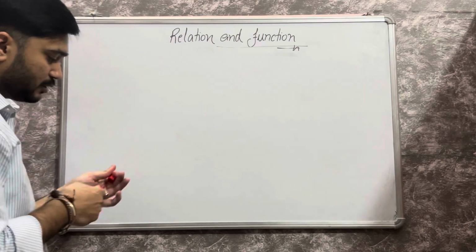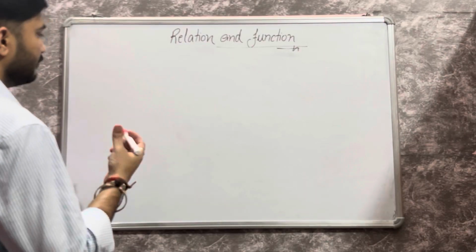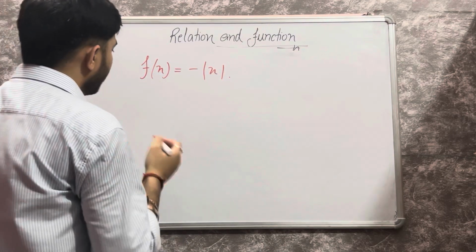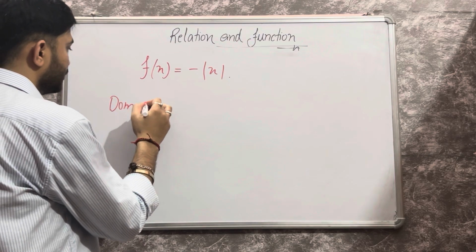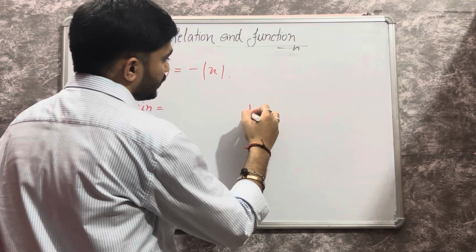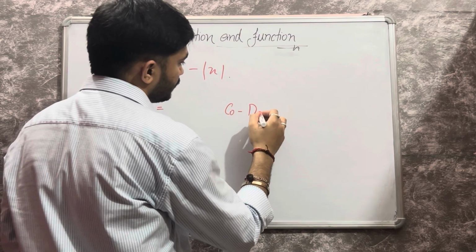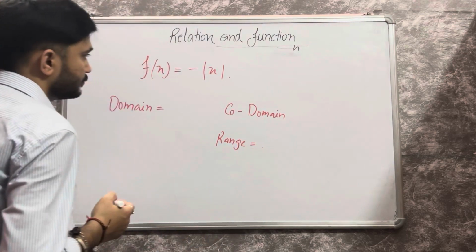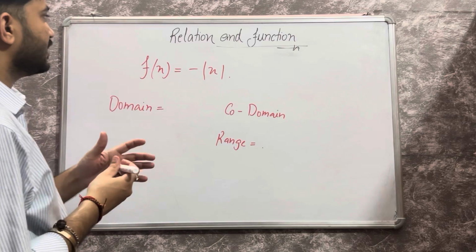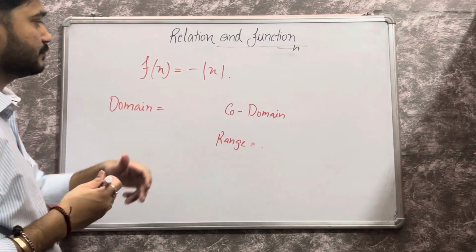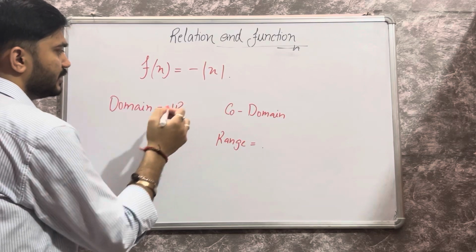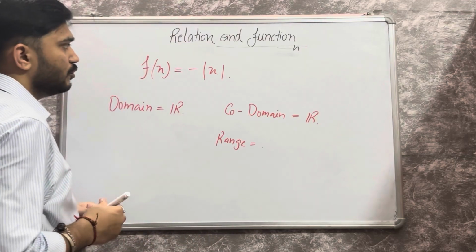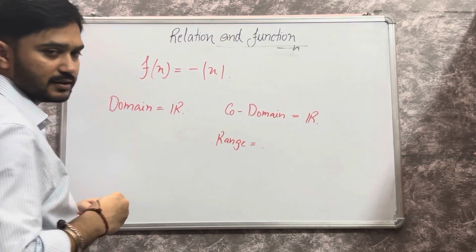Now let us move forward to the next type of question. What if we are given a function f of x is equal to minus mod of x, and you have to find the domain, the codomain and the range of this function. So what values of x can you put in this function? You can put any value here, that is, any real number. Codomain is also going to be the real numbers. So what should be its range? The biggest answer is this.